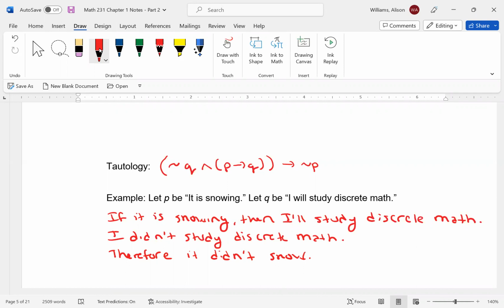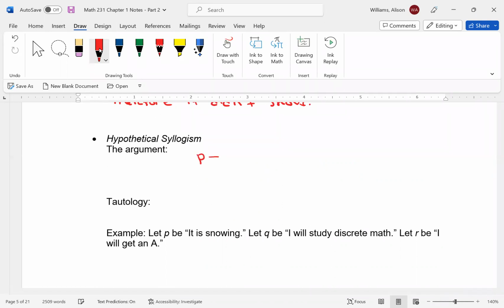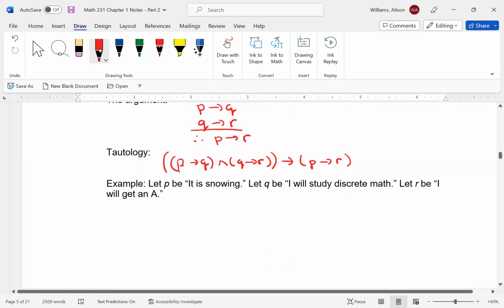All right. Okay, let's look at a hypothetical syllogism. This one uses two if-then statements as its premises. So P implies Q, Q implies R. So we can conclude that P implies R. It's saying that we're building on two arguments that piggyback together. As a tautology, we would be saying P implies Q and Q implies R, and when those two happen, P implies R. All right, so here we go. This time we're going to need three values, P, Q, and R. P is it's snowing, Q is I will study discrete math, R will be I will get an A.